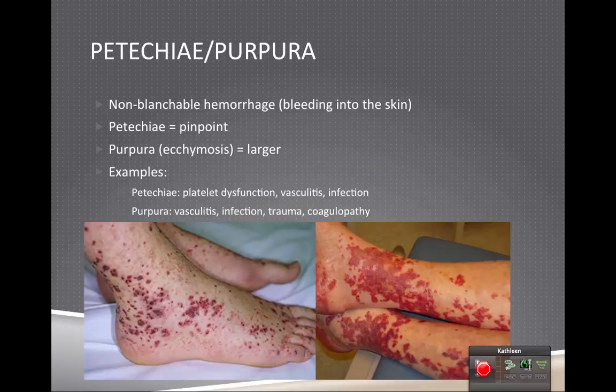Petechia or purpura, non-blanchable hemorrhage, bleeding into the skin. And blanching of the skin occurs when the skin becomes white or pale in appearance. Blanching of the skin typically indicates a temporary obstruction of blood flow. If you press gently on an area of skin, it likely turns lighter before resuming its natural color. Dermatologists will always be testing whether this is a blanchable or a non-blanchable rash.